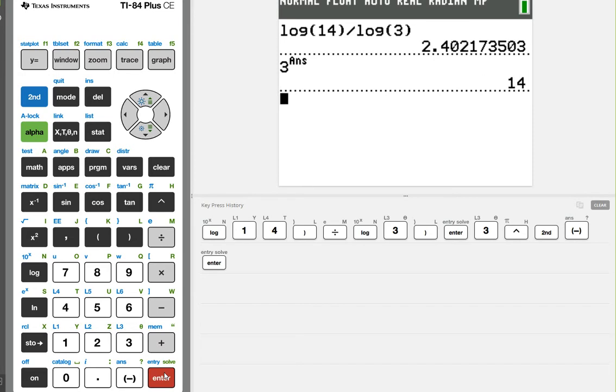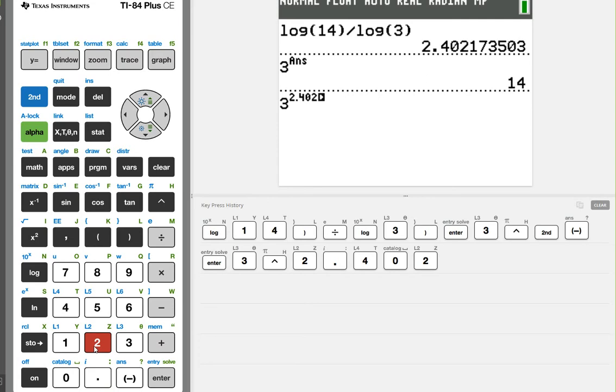Now, if you don't feel like being that fancy, or if you're doing it in Desmos, and Desmos doesn't quite do that, you can do 3 raised to the, I don't know, I'll just do 2.402. Now it should get me close to 14, but I'll probably be a little bit less, 13.997 or something like that. So there. So it's close. It's convincing enough, is what it is. Awesome, awesome, awesome.